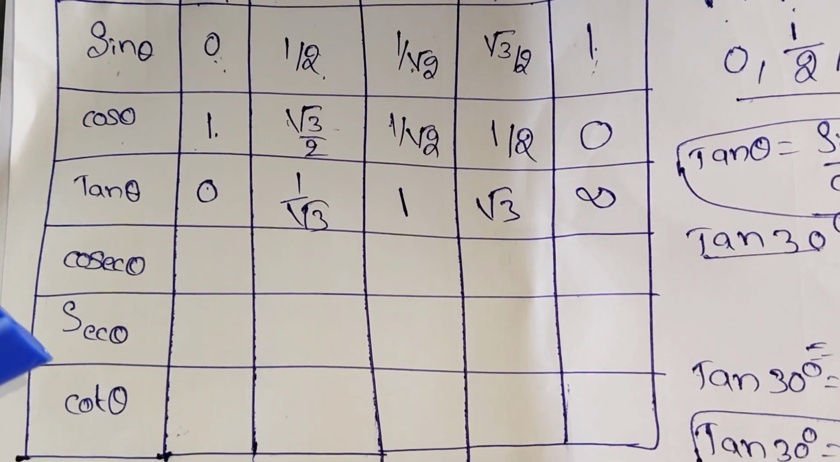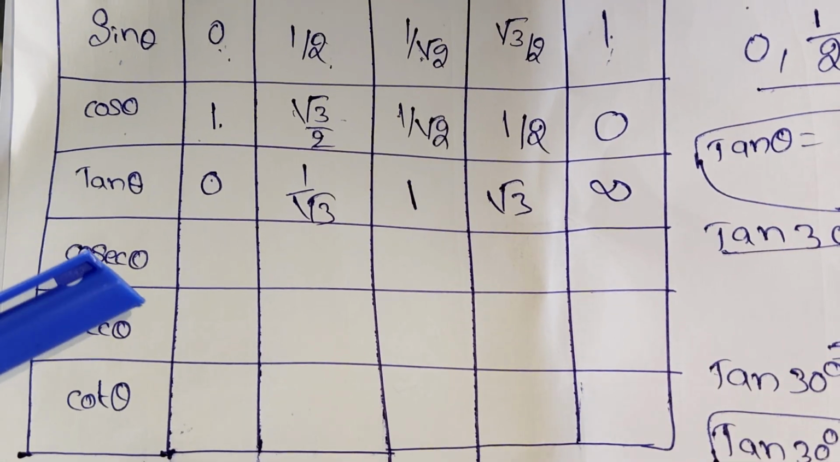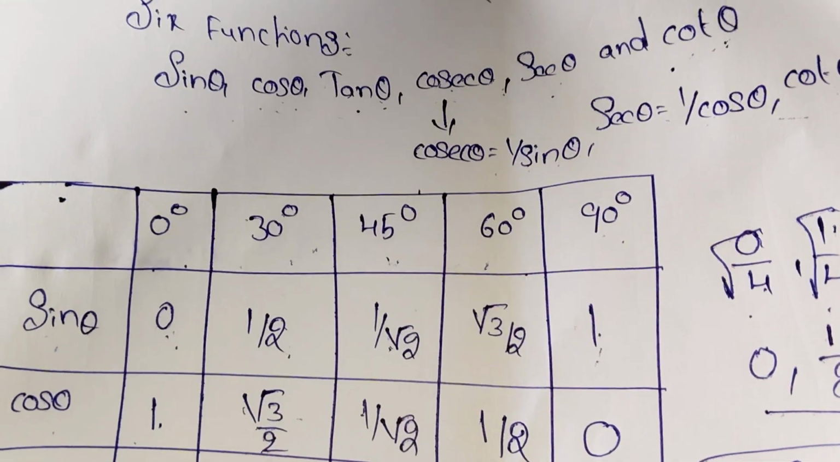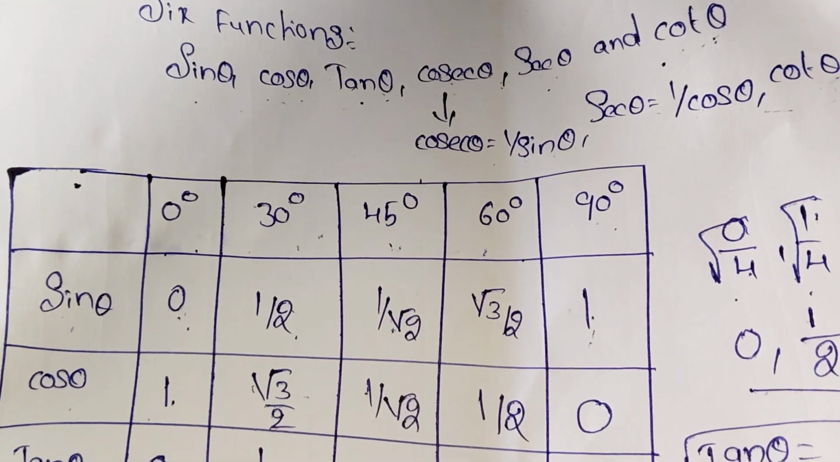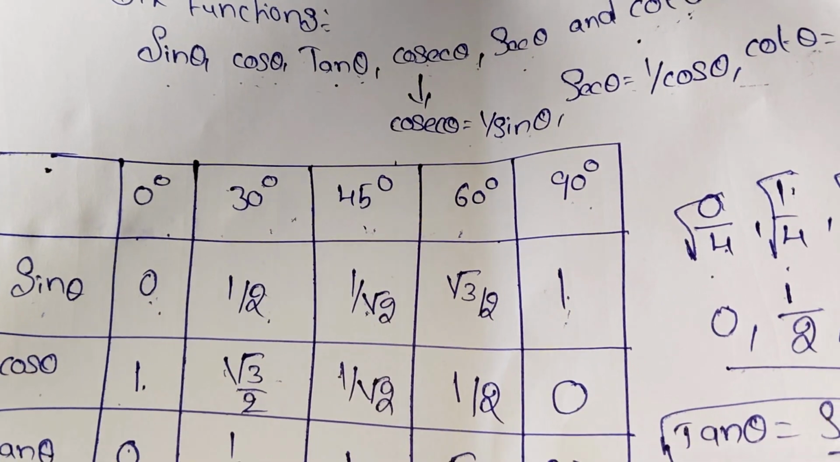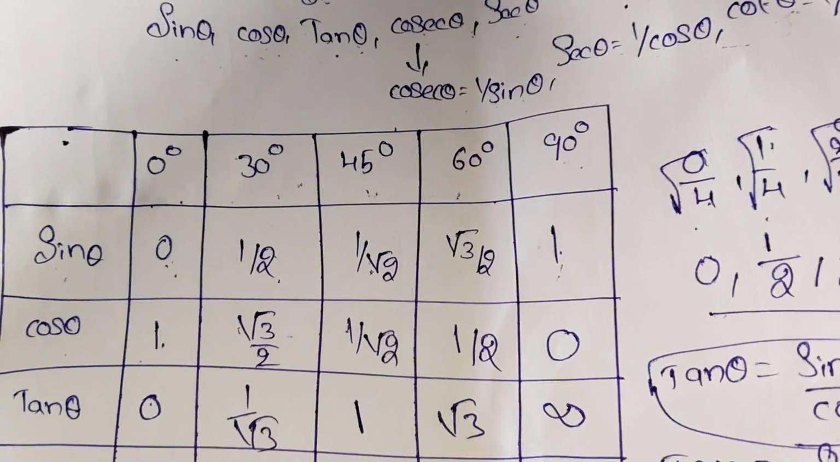Now we have to identify the cosecant theta values. What is meant by cosecant theta? Previously we learned that cosecant theta equals 1 by sin theta. So let's write it as cosecant theta.